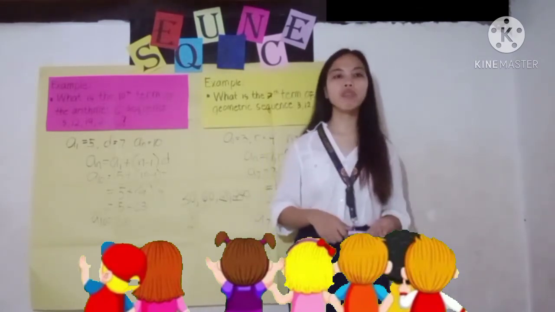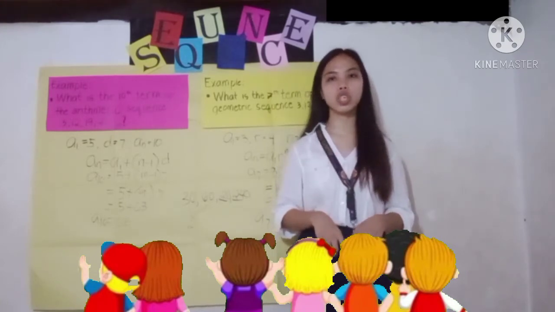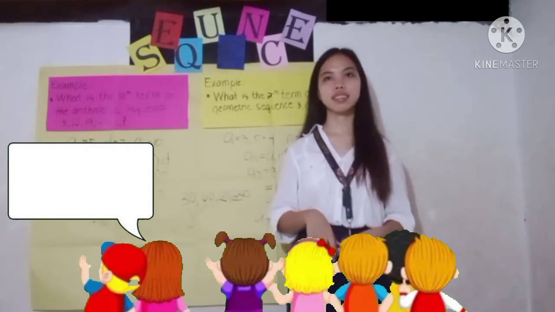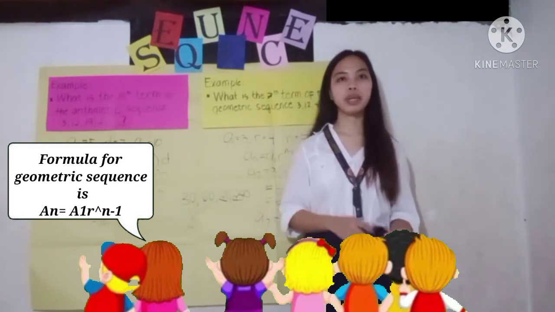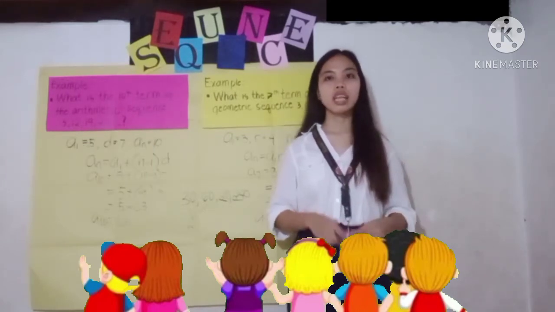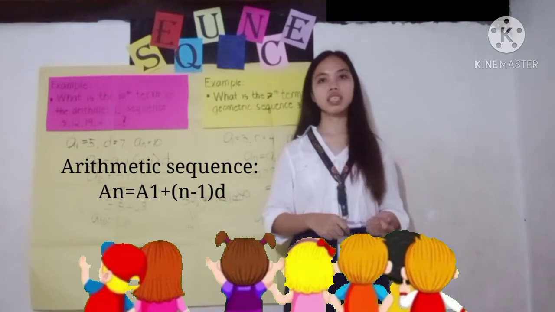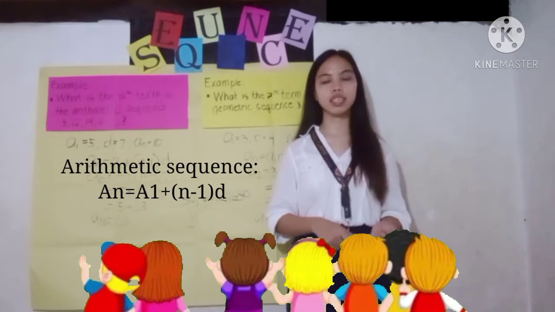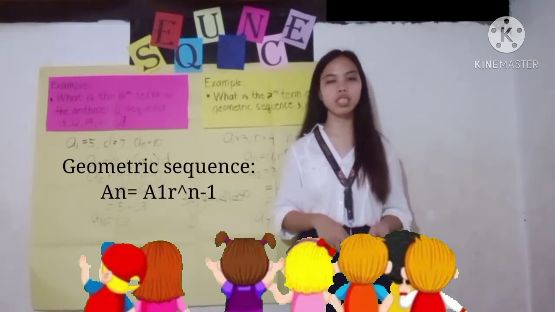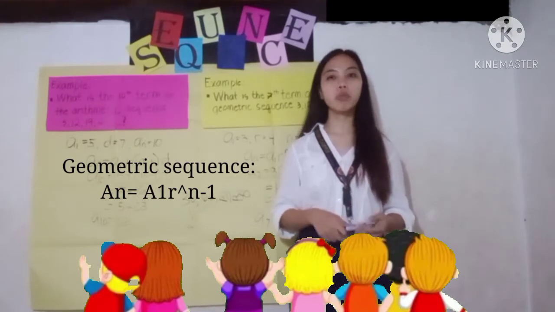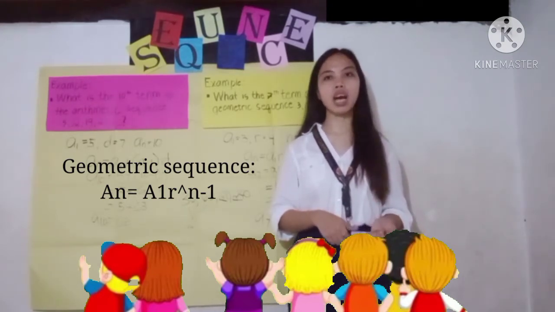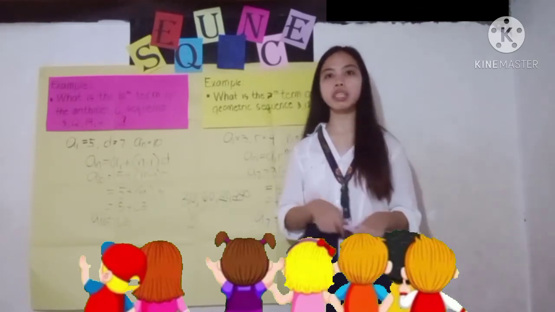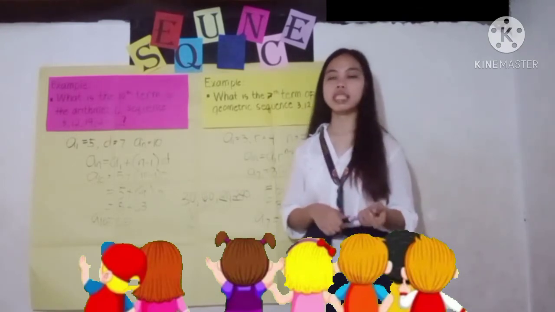Mr. Guzman, what formula is used in an arithmetic sequence and geometric sequence? Very good. In arithmetic sequence, the formula used is a sub n equals a sub 1 plus the quantity n minus 1 times d. And in geometric sequence, the formula used is a sub n equals a sub 1 times r raised to n minus 1. And what about the difference between arithmetic sequence and geometric sequence, Ms. Castro?